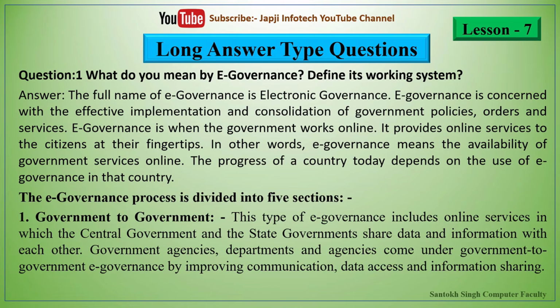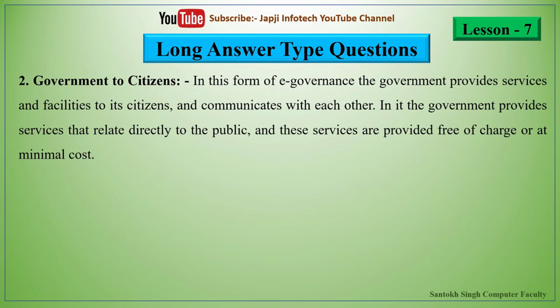The e-governance process is divided into 5 sections. The first one is government to government. This type of e-governance includes online services in which the central government and the state government share data and information with each other. Government, agency, department and agency come under government to government e-governance by improving communication, data access and information sharing.